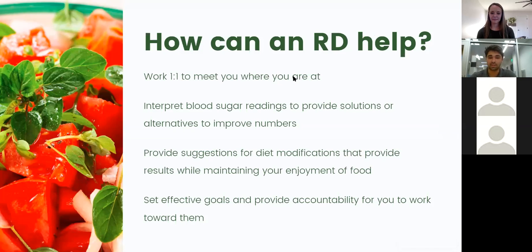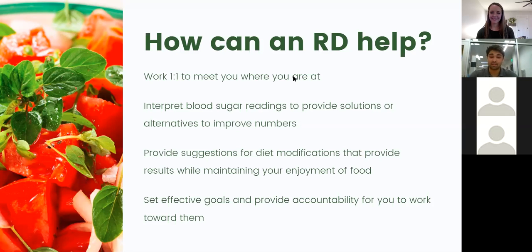And then we can also look at your diet and see what's conducive to having good blood sugars, what's holding you back from having good blood sugars. And then we can tweak things in a way that's not going to make you hate your diet. We can make sure that you still enjoy eating. It doesn't have to be boring all the time.